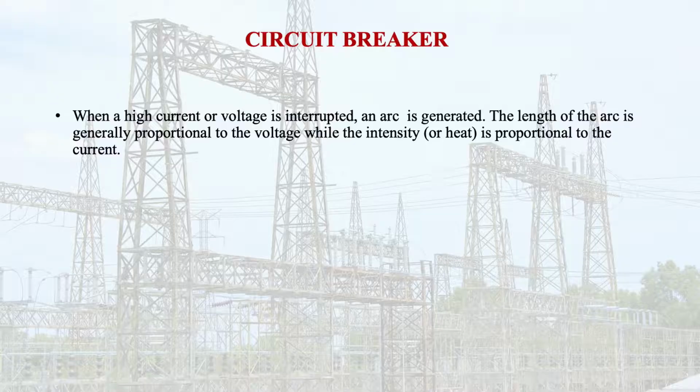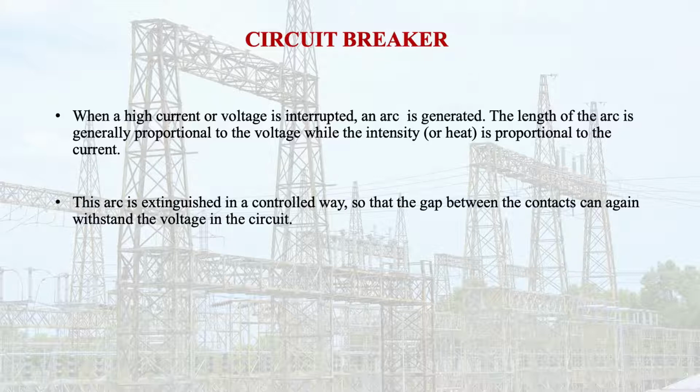When a high current or voltage is interrupted, an arc is generated between the contacts. The length of the arc is generally proportional to the level of the voltage, while the intensity or heat is proportional to the current. So the arc must be contained, cooled or extinguished in a controlled way so that the gap between the contacts can again withstand the voltage in the circuit.